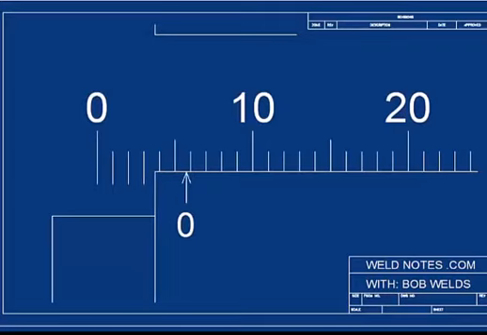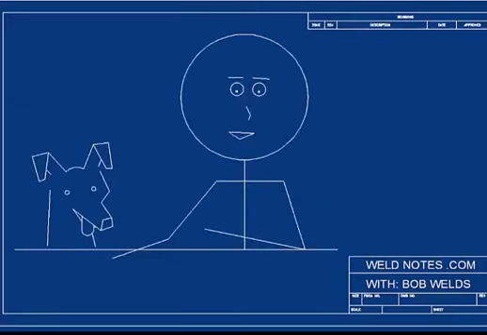Let's say it looked like this. See how the mark is between 5 and 6 millimeters? It looks like it's a little beyond halfway. You see, the vernier scale is going to tell us almost exactly how far over the mark is.